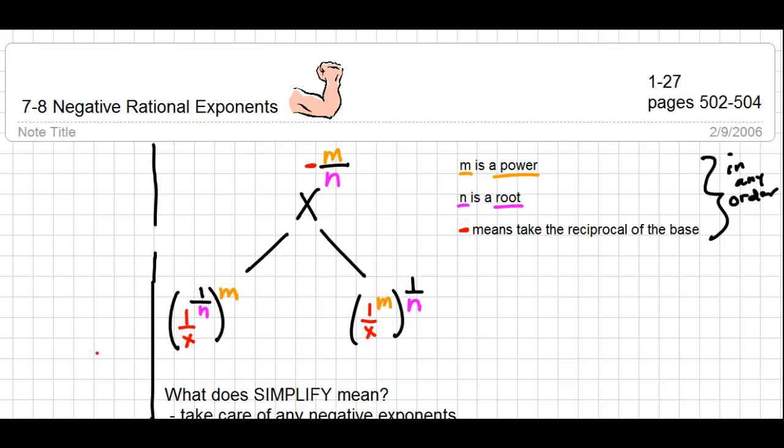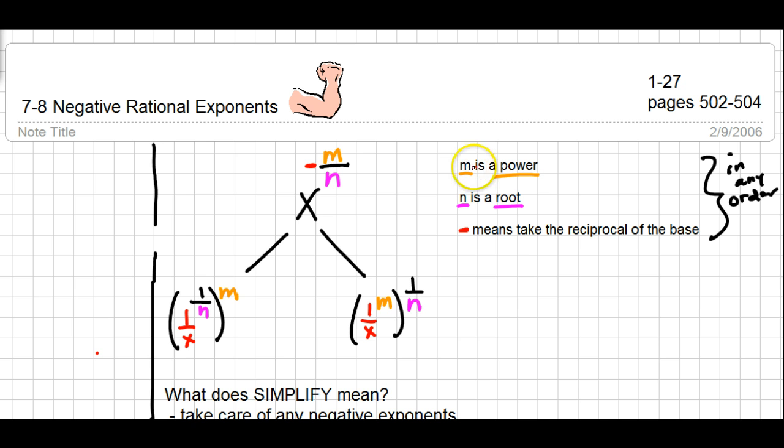Yesterday, in our last lesson, Lesson 7-7, we talked about powers and roots together as rational exponents. The only new piece we're adding today in 7-8 is the fact that those fractions may or may not be negative. If you do have a negative exponent, students should already know that that takes the base and flips it over. So that's why the x here, the base, turns into 1 over x in both cases.